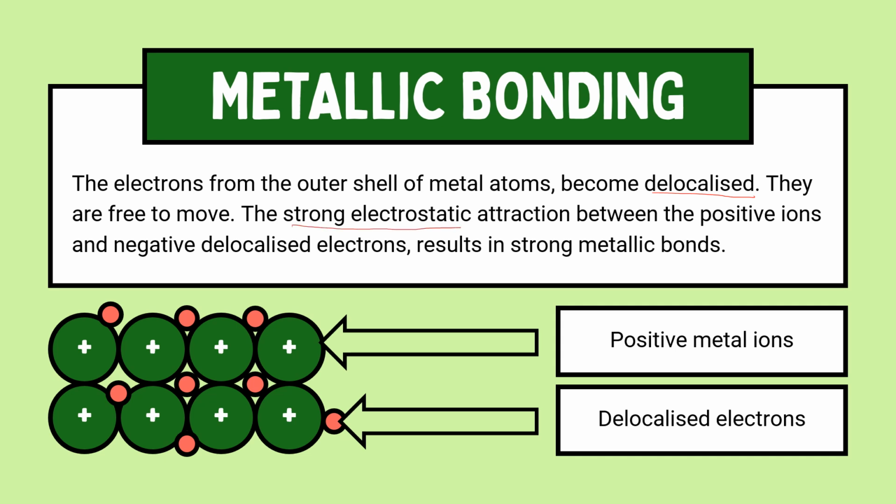Okay. So this is strong electrostatic attraction. Okay. Between the positive ions and negative delocalized electrons results in a strong metallic bond. Now, positive metal ions and delocalized electrons. First, I'll write down here what is delocalized.